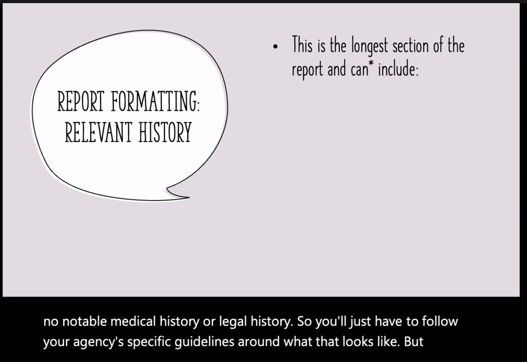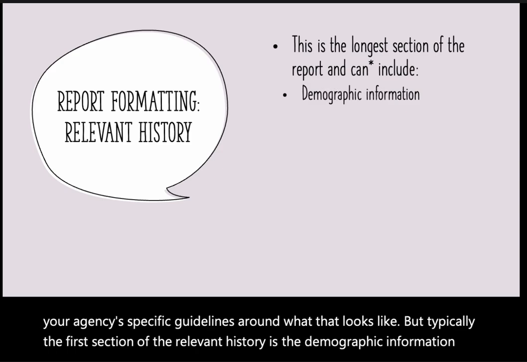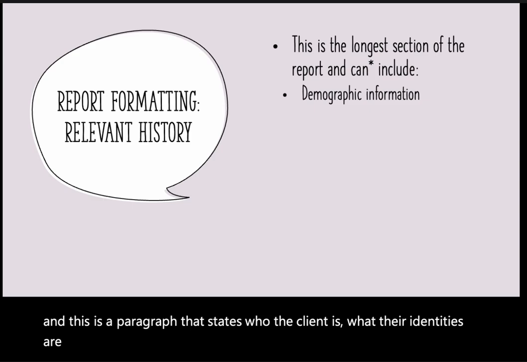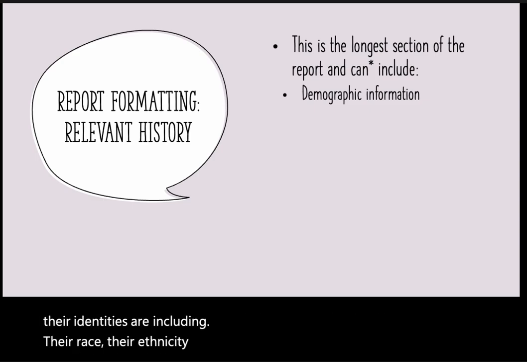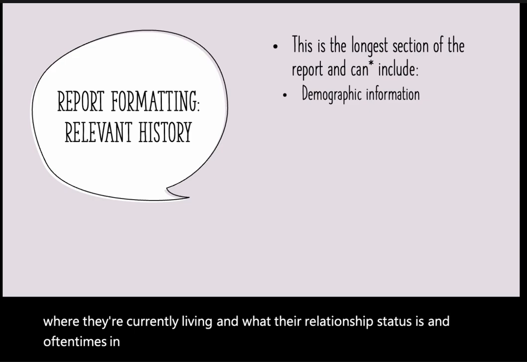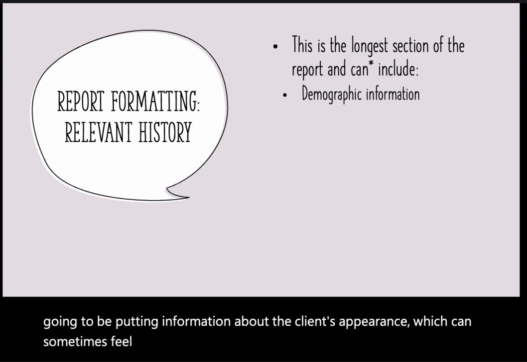But typically, the first section of the relevant history is the demographic information. And this is a paragraph that states who the client is, what their identities are, including their race, their ethnicity, sometimes their sexual orientation, as well as where they're currently living and what their relationship status is. And oftentimes in assessments, in this demographic information, you're also going to be putting information about the client's appearance, which can sometimes feel weird because you have to describe the client honestly.